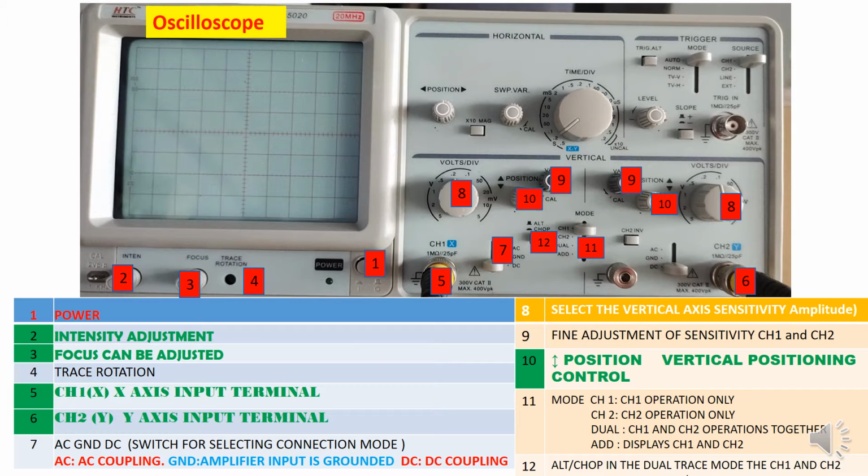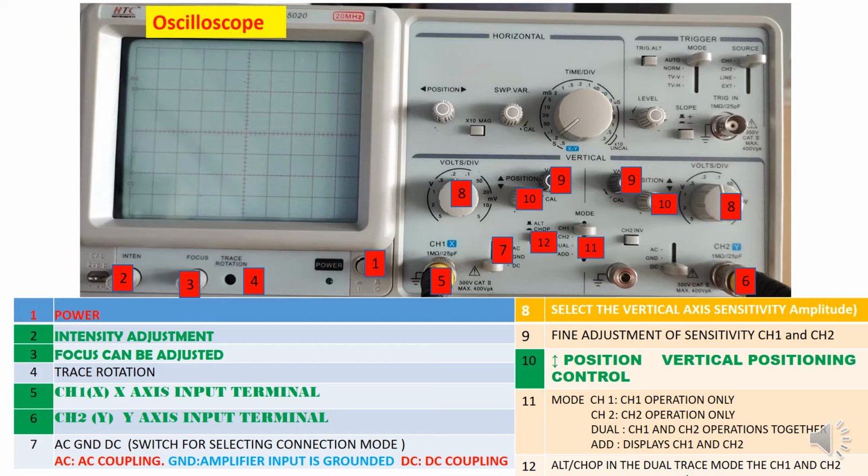Like if you want the intensity adjustment, you can have it from point 2. Similarly, focus adjustment can be done with the help of this knob. Similarly, for 5 and 6, here basically whatever signal we are getting from the function generator, we are putting the signal here and in channel 2, right? 5 and 6 are those.